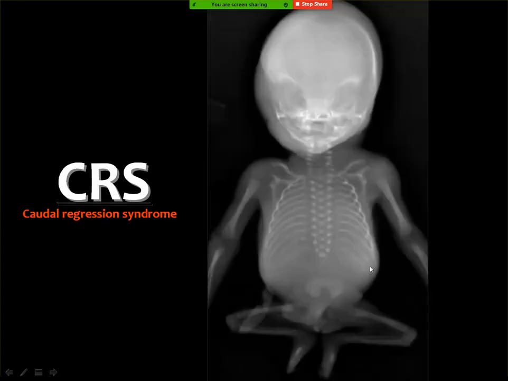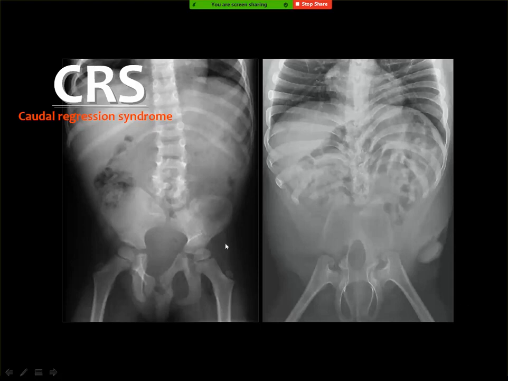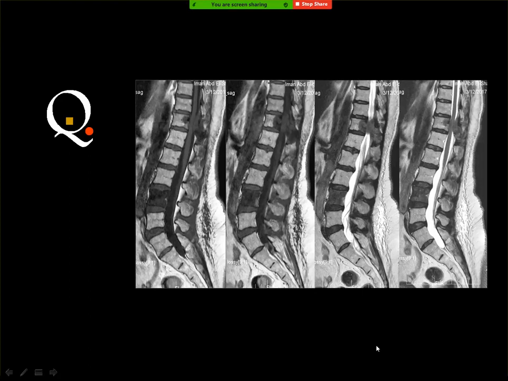And this is caudal regression with total fusion of the iliac bones, and almost all the lumbar vertebrae are not present. And this is also another example. You see the approximation of the iliac bones, and here you see fusion of the iliac bones, and only L1 vertebra is present. And what do you think of this case?